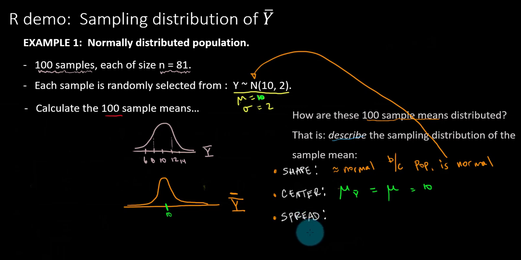Next up is the spread, the standard deviation of the sample means. Now this is not just sigma, but is inversely related to the sample size. Since we know that sigma was 2 and the sample size was 81, we know the spread of these theoretical sample means. And that's approximately 0.22222. I could say that's equal to 0.2 with a bar.